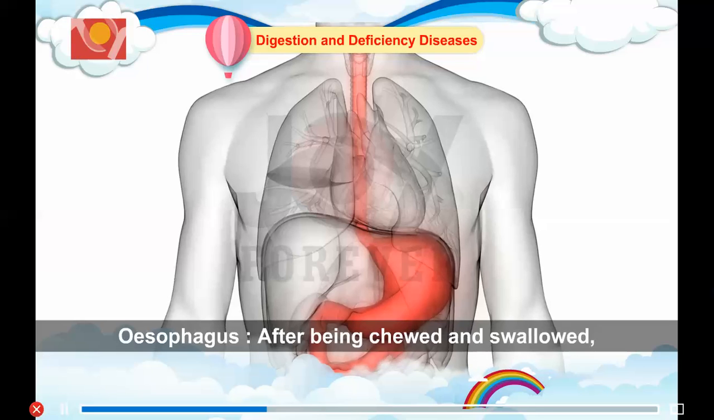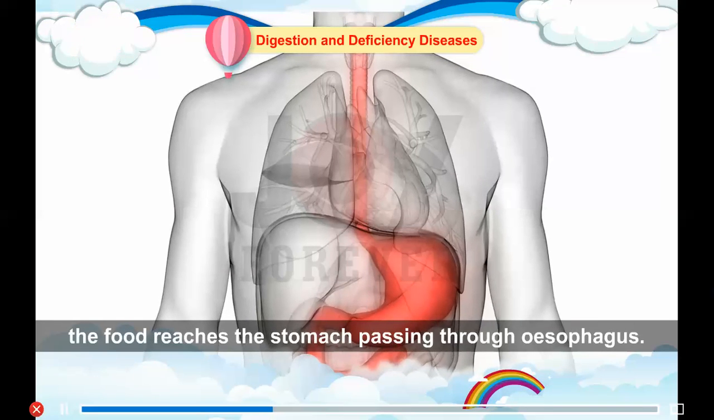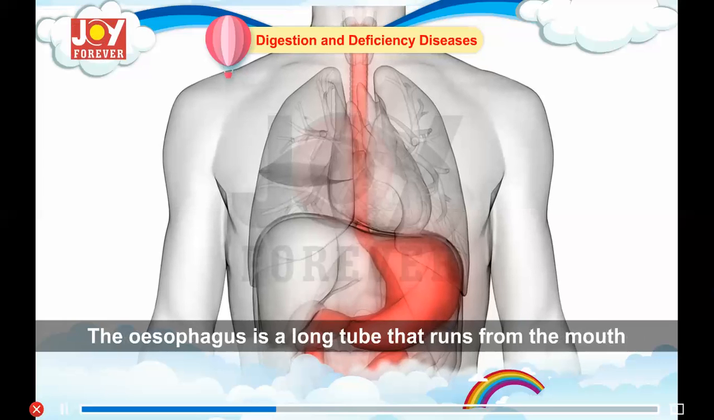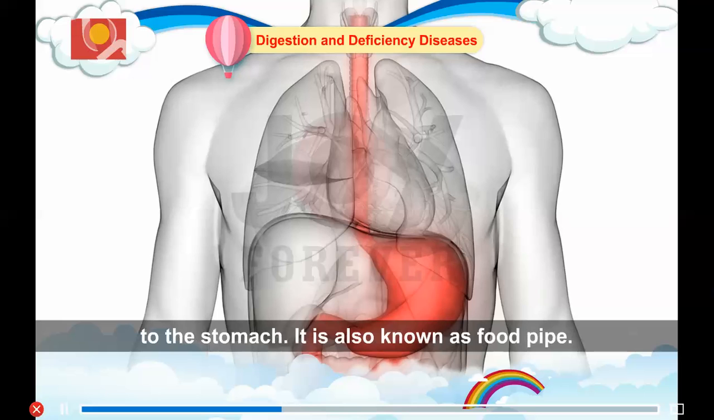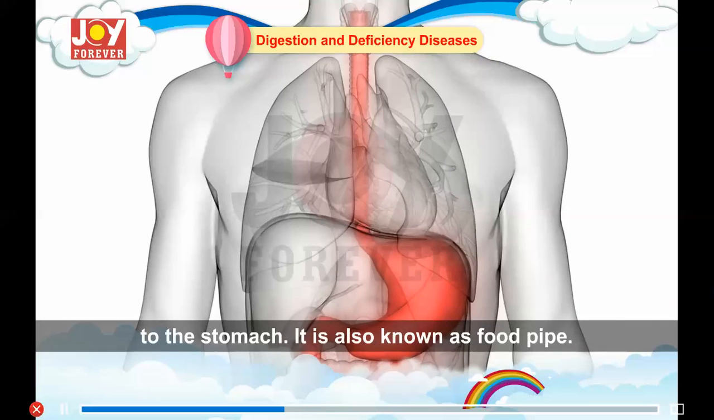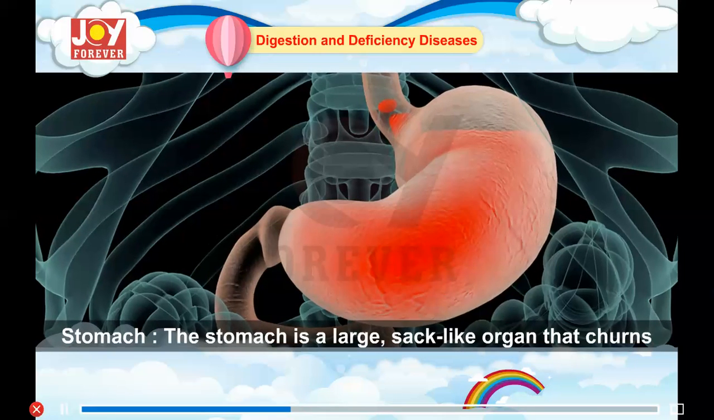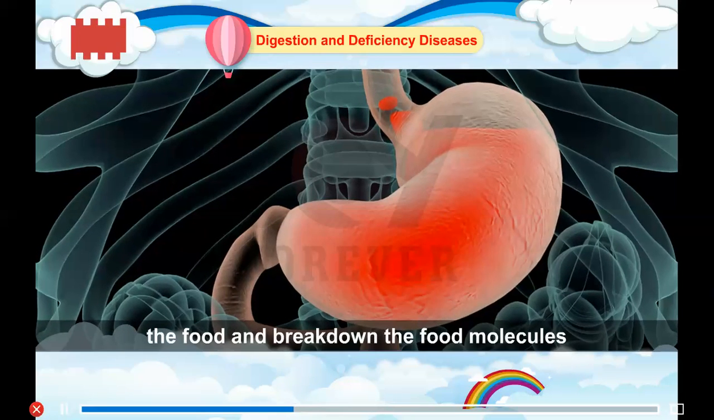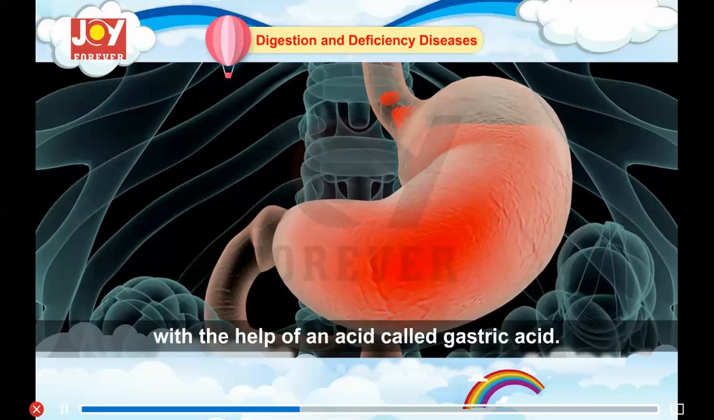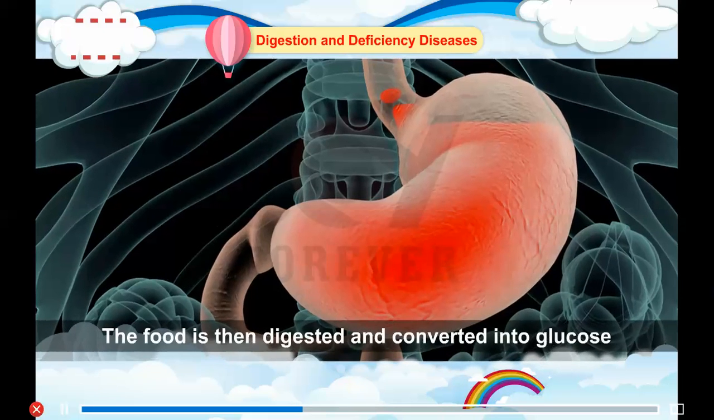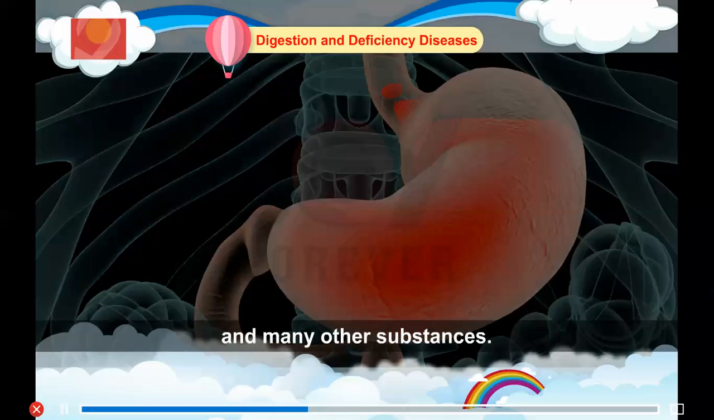Esophagus. After being chewed and swallowed, the food reaches the stomach passing through the esophagus. The esophagus is a long tube that runs from the mouth to the stomach. It is also known as food pipe. Stomach. The stomach is a large, sac-like organ that churns the food and breaks down the food molecules with the help of an acid called gastric acid. The food is then digested and converted into glucose and many other substances.